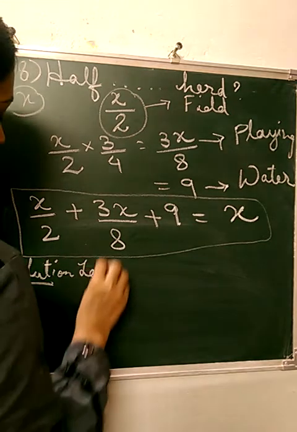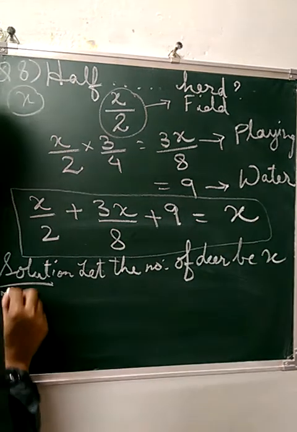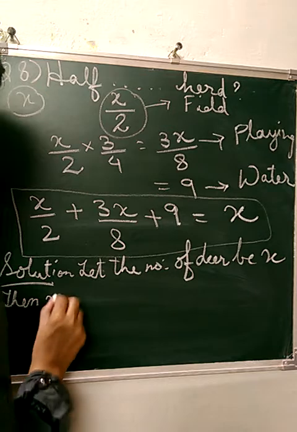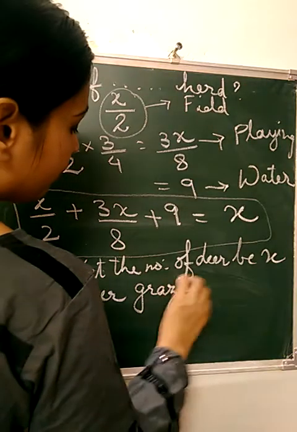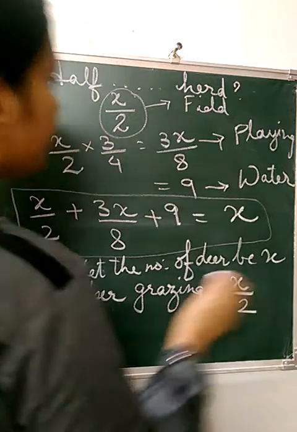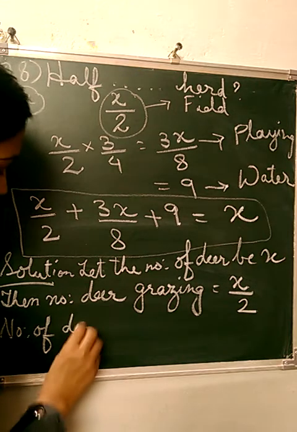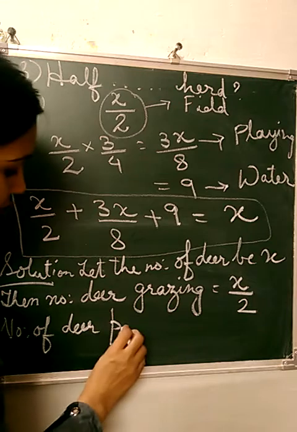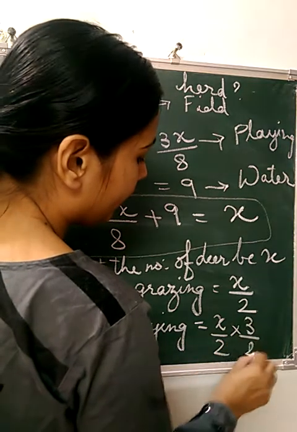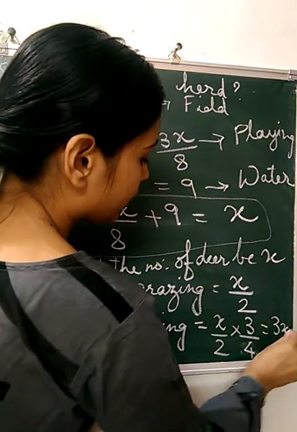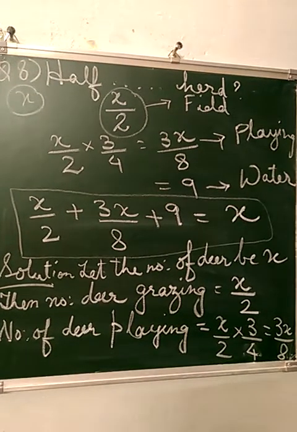So first, the first solution, what we'll write? That is, let the number of deer be x, then number of deer grazing in the field will be half of x, that is x by 2, and number of deer playing, the remaining, that is x upon 2 into 3 by 4, which is 3x upon 8, and then number of deer who are drinking water. So let me erase the board, then I'll write.